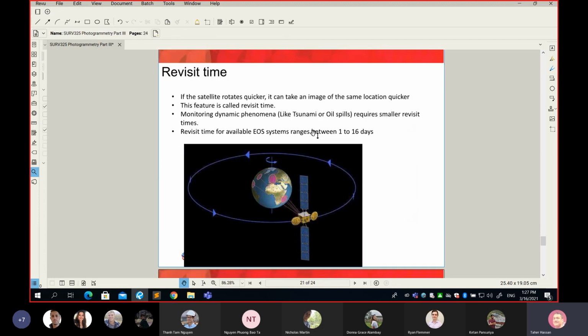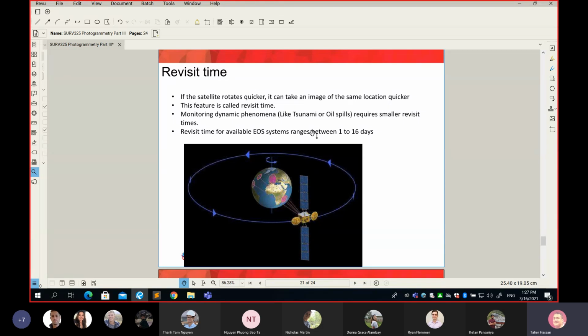Anyway, one thing also is about revisit time. We already said that EOS satellites are not geostationary. They are not in the same place. What they do is orbit around the Earth, same as GPS satellites. And since this is happening, each one comes back to the same spot at a specific frequency.